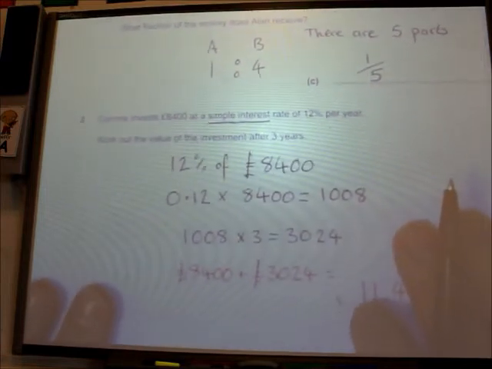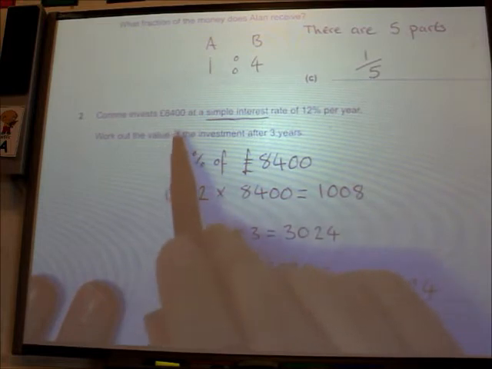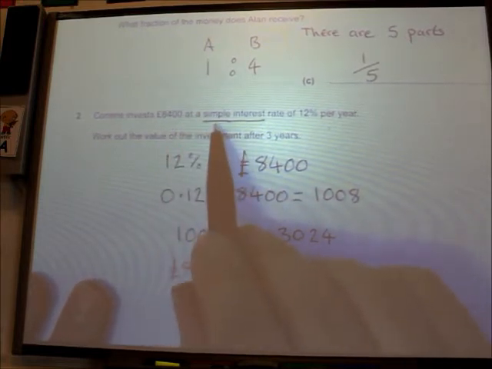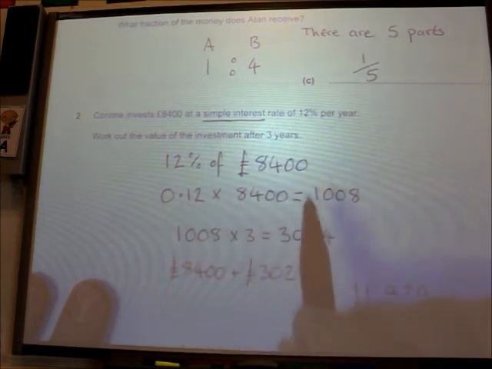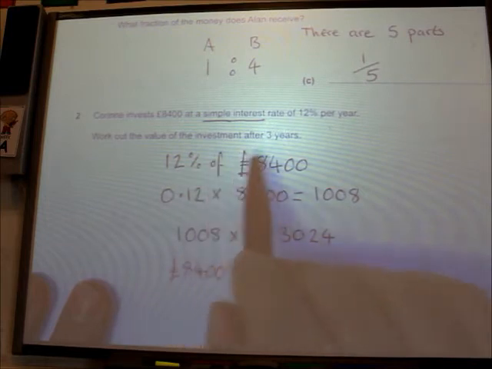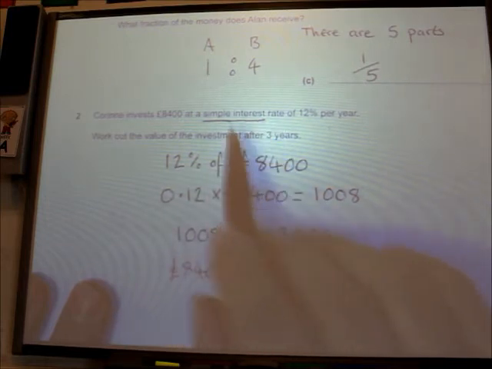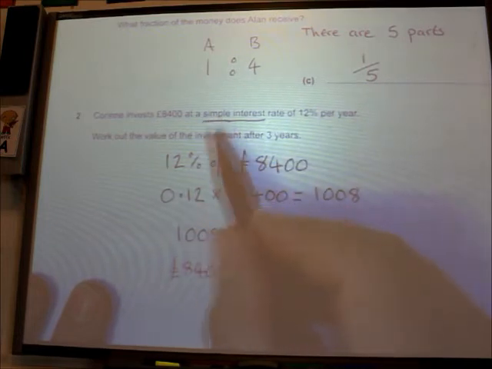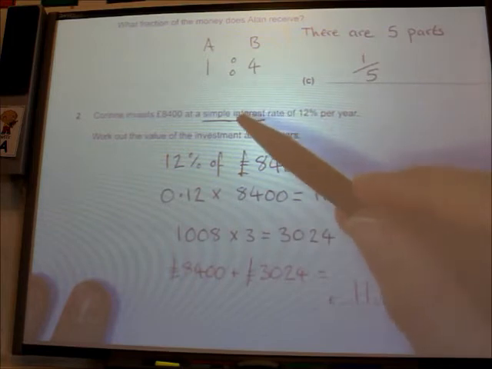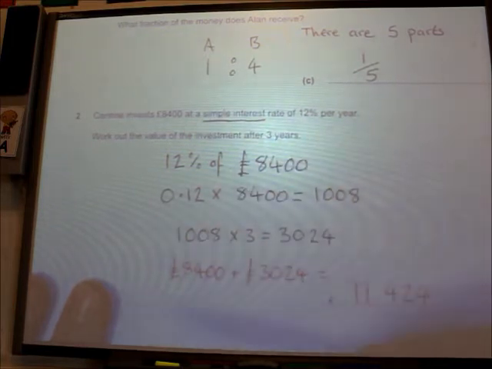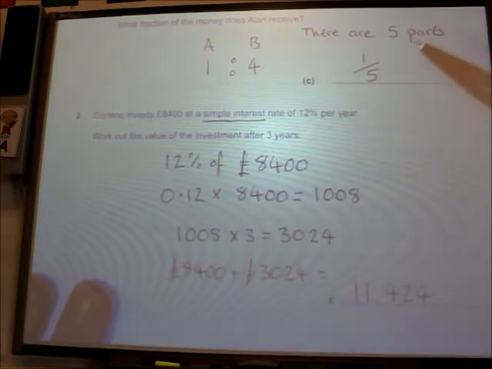Question 2. Connie invests £8,400 at a simple interest rate of 12% per year. Work out the value of the investment after 3 years. So basically that means she gets 12% each year. What's she going to have at the end of it? It's quite early on in the paper, so this is actually one of the nice easy ones. Simple interest is when you just find out what it is for the first year, then you just keep adding that number on each time.